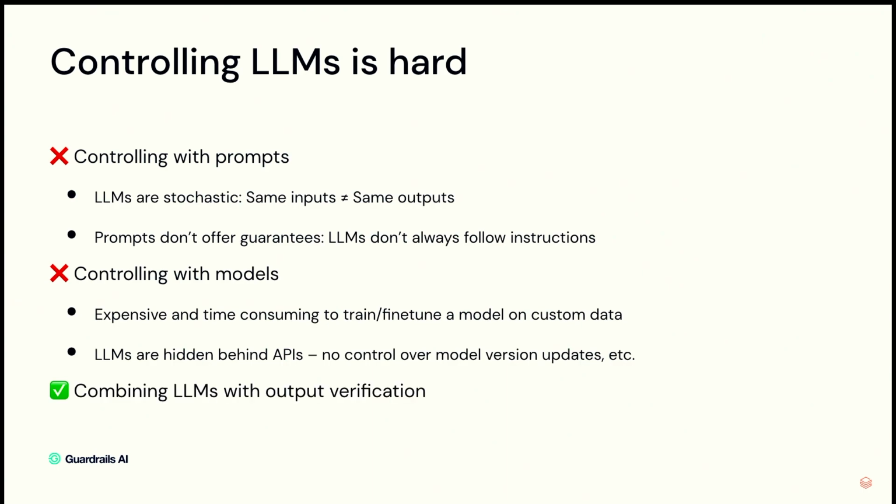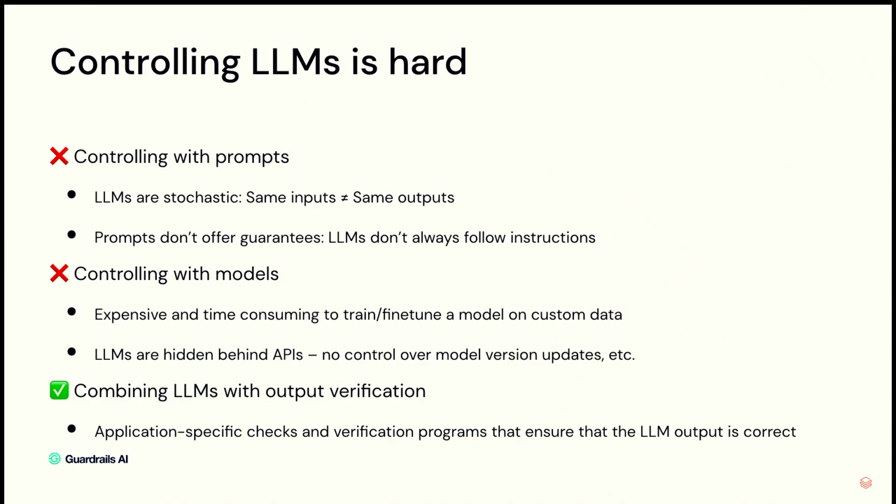The third way, and this is the way that we recommend in Guardrails AI, is combining the LLM with output verification systems. And this means adding application-specific checks and verification programs that ensure that the LLM output is correct. And I understand that this is a mouthful, and so what I'm going to do in a sec is dig deeper into that and talk through what this means practically.